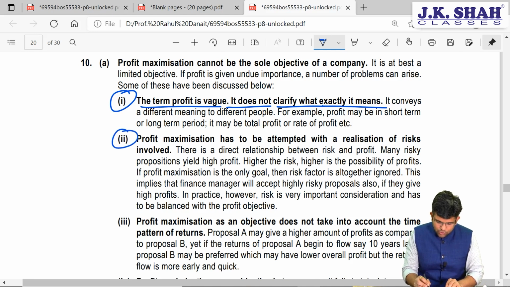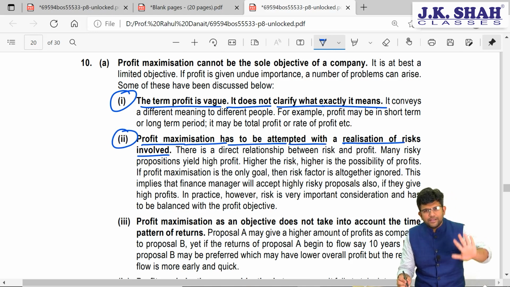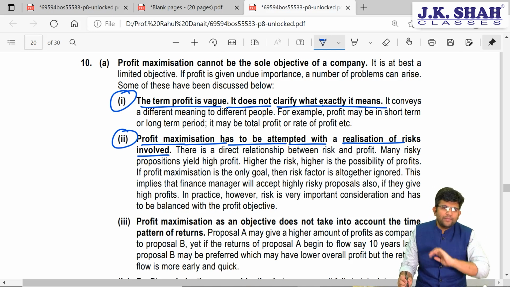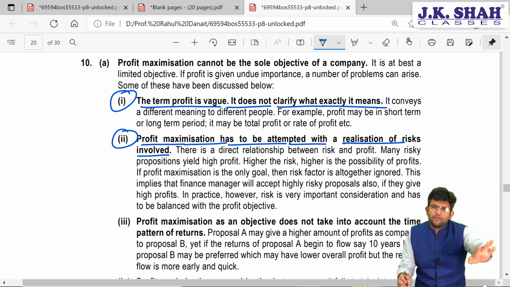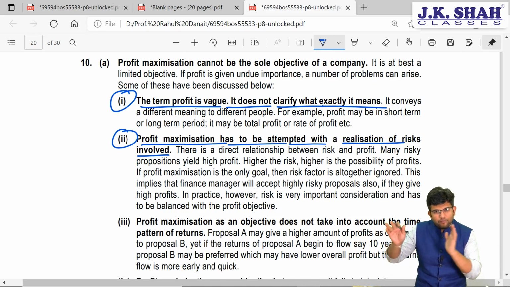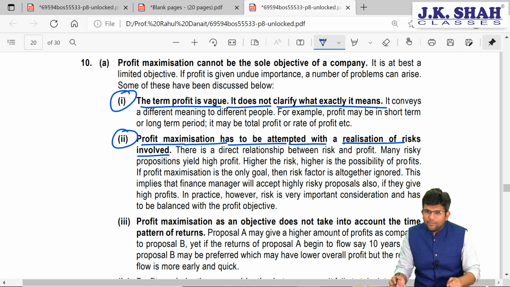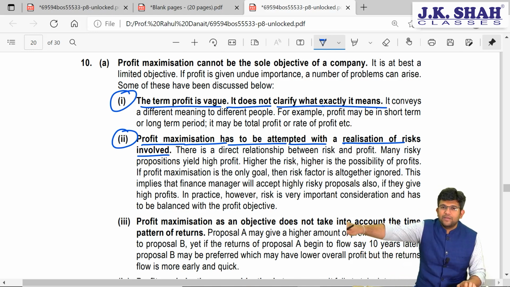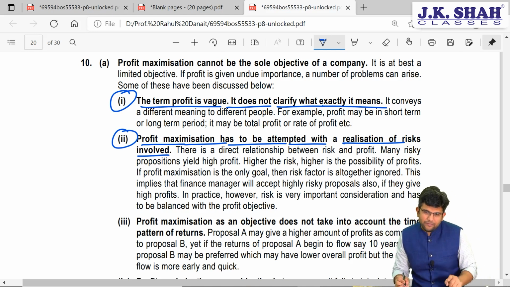The second issue they have highlighted is profit maximization has to be attempted with the realization of risks involved. Now children, if profit is the only objective, then what will the finance manager say? See, to generate profit I have to take risks, and therefore for maximizing profit I will take more and more risk. But children, risk doesn't always lead to profit, right? Otherwise, where is the risk? Risk can also lead to extreme losses. You might end up being bankrupt also. So children, do you realize if profit is the only goal, you might end up ignoring the risks you are taking for achieving that profit goal, and that might be a big area of concern, right?